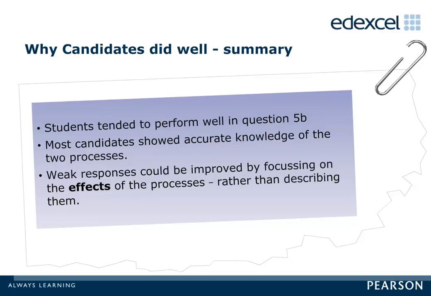This question was answered well, and many students gained 4 marks or more, with a maximum of 6 marks. The majority of candidates explained the effect on shelf life, colour and flavour, and some gave accurate descriptions of the effect on nutritive value. High ability students were able to accurately explain the effect each process had on microorganisms. Weak responses could be improved by focusing on the effects of the processes, not describing them.